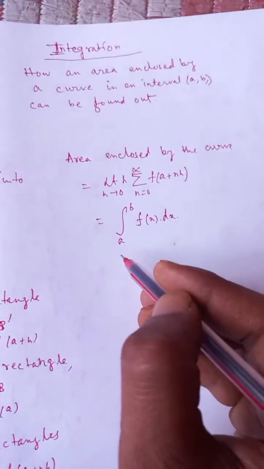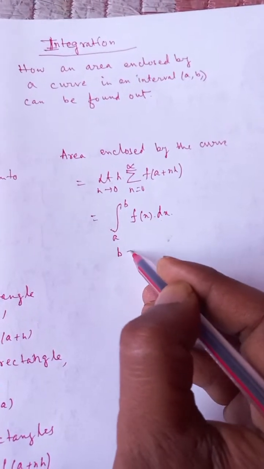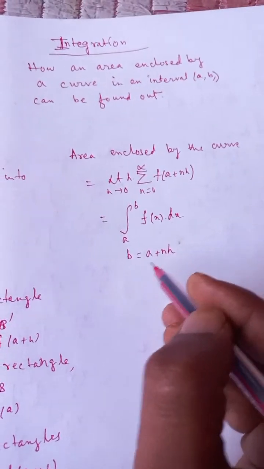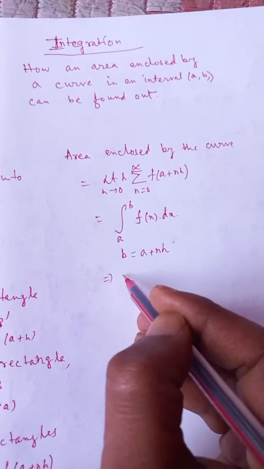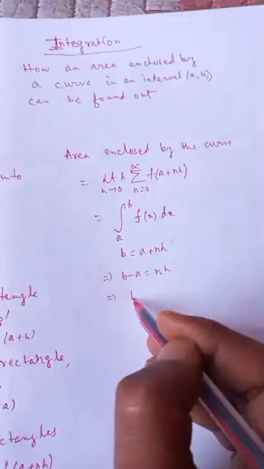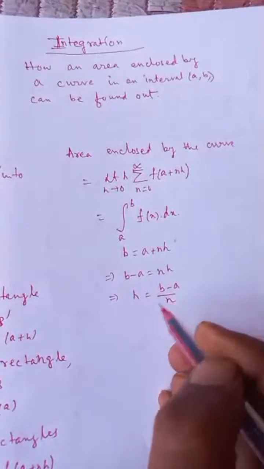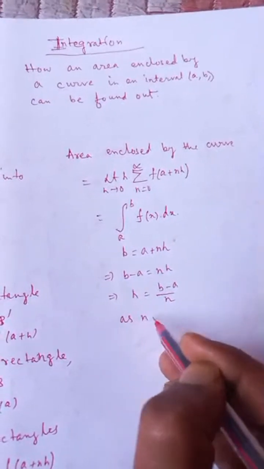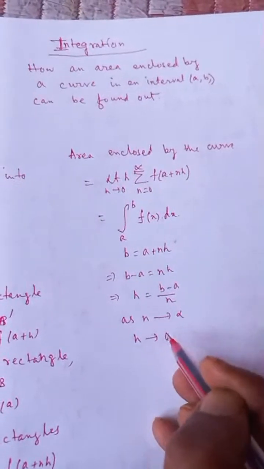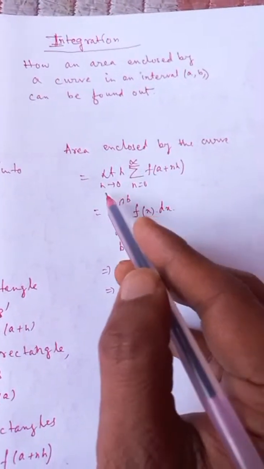So here b is equal to a plus n h. Therefore h is equal to (b minus a) by n. So as n tends to infinity, h tends to 0.